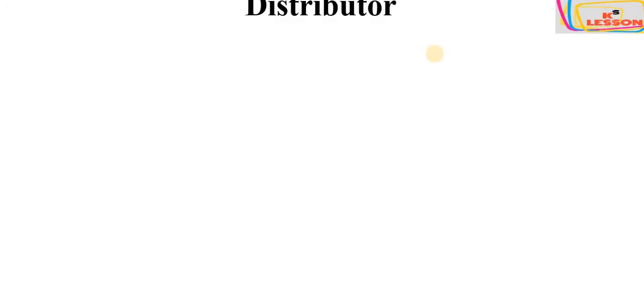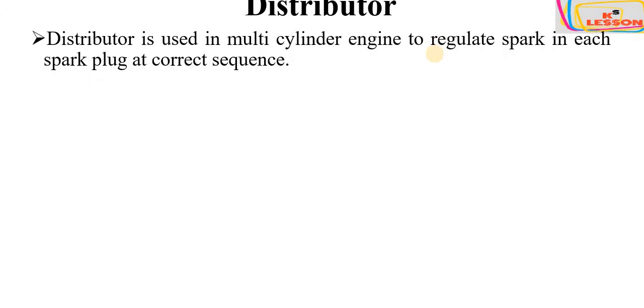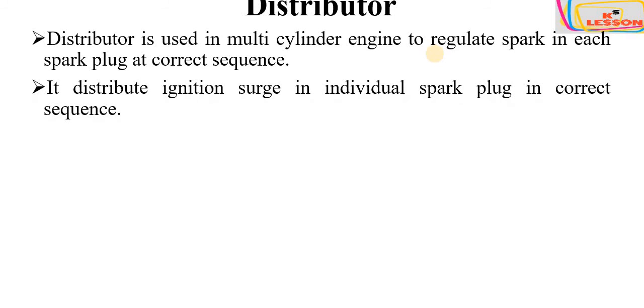Then next component is distributor. The distributor is used in a multi-cylinder engine to regulate the spark in each and every spark plug at a correct sequence. It distributes ignition surge in the individual spark plug in correct sequence.